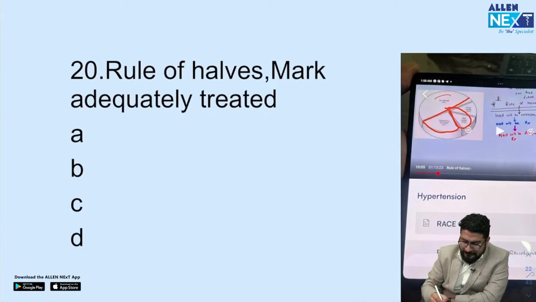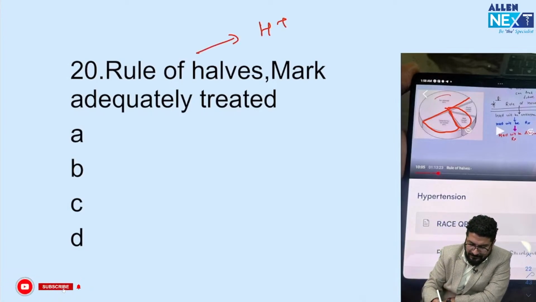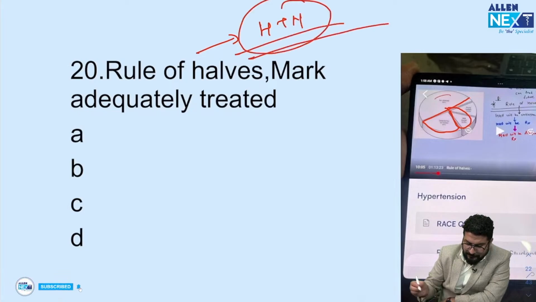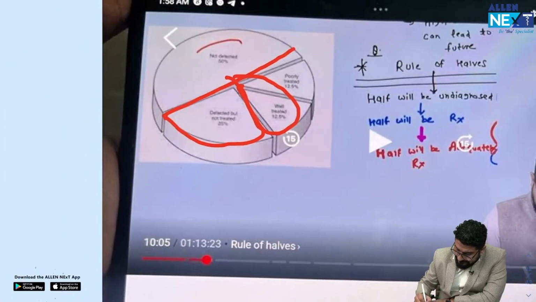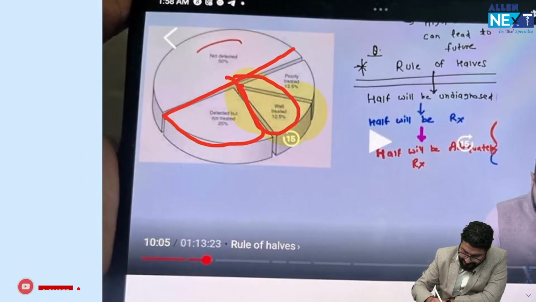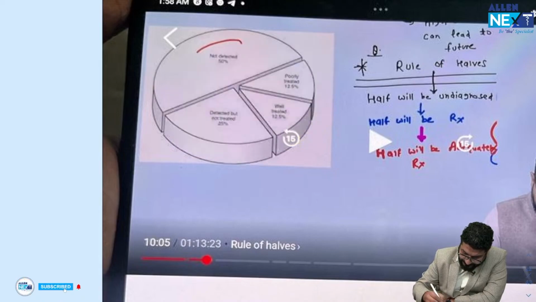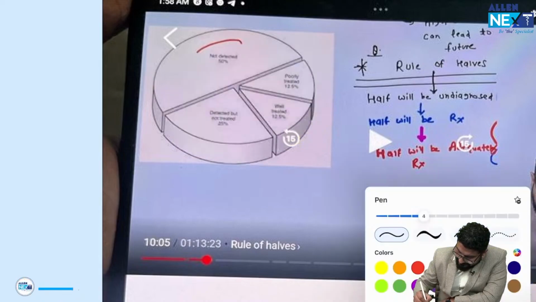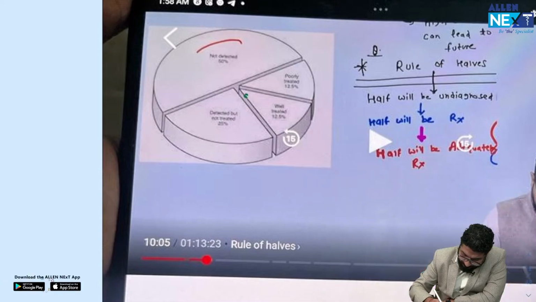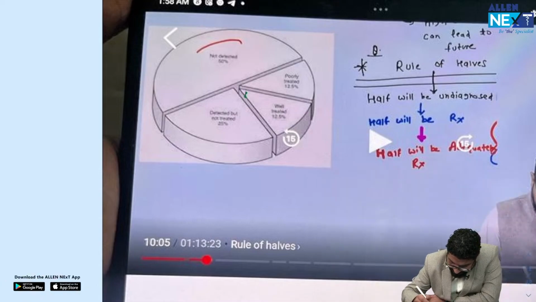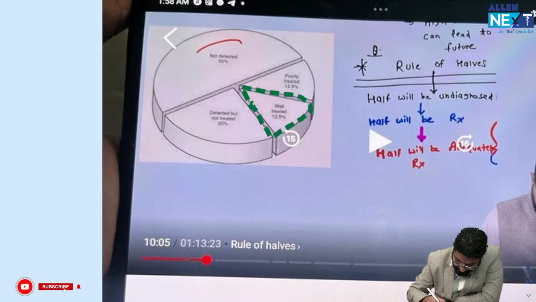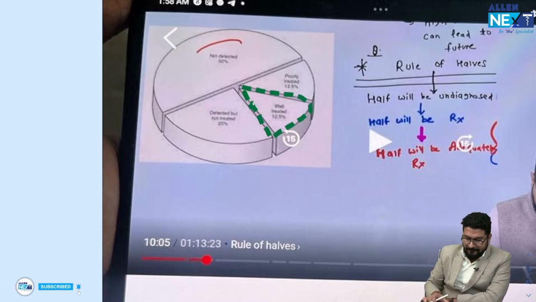So that was a question, that the rule of half is basically for hypertension. So they are asking to mark the adequately treated area. So this is the circle, this is the area which I am marking here. Let me mark this area. So this is the area which is adequately treated. Clear? That is the rule of halves.